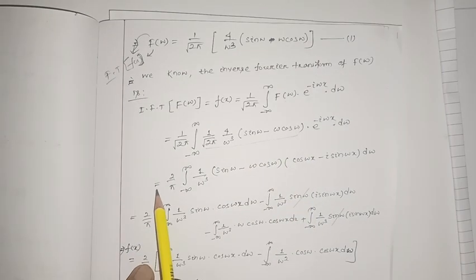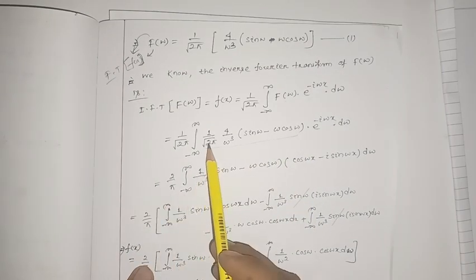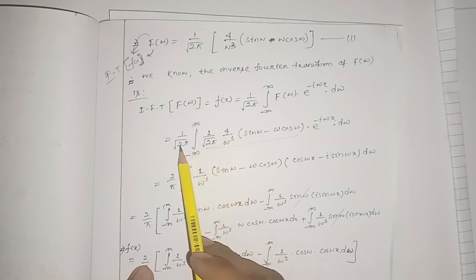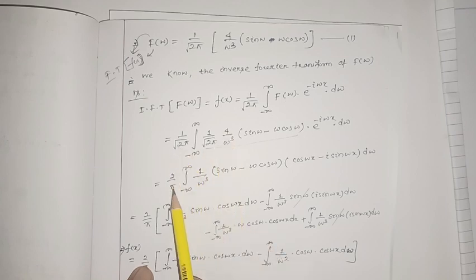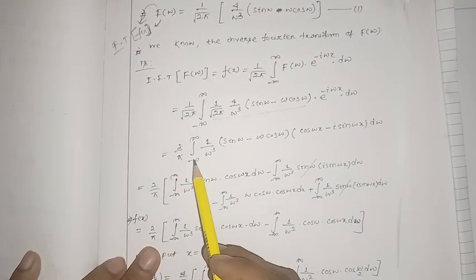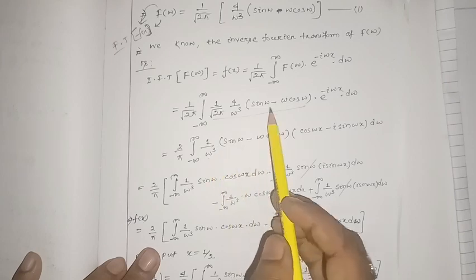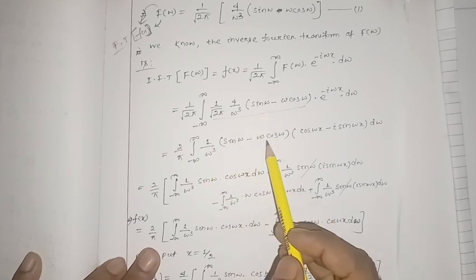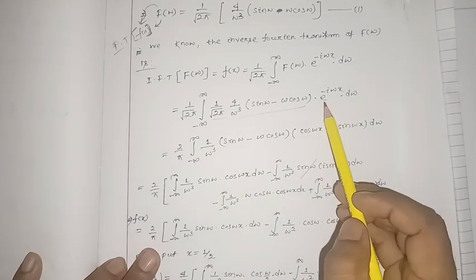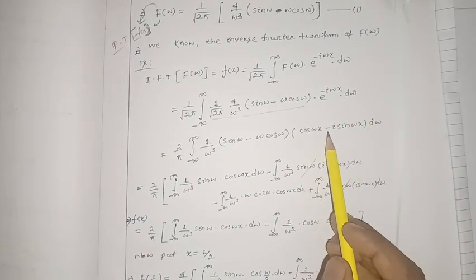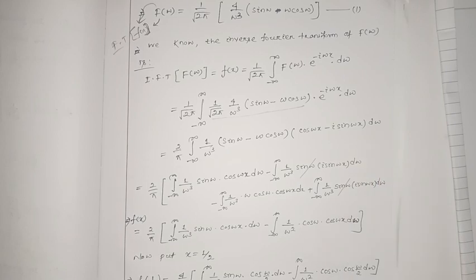Okay, is equal to, here you can see, here 4, here root 2 pi. The denominator will be how much? It will be 2 pi and 4, so obviously it will be 2 by pi. 2 by pi, integral from minus infinity to plus infinity of 1 by omega cube times sin omega minus omega cos omega, into this one, e to the I omega x, which is nothing but cos omega x minus I sin omega x, d omega.